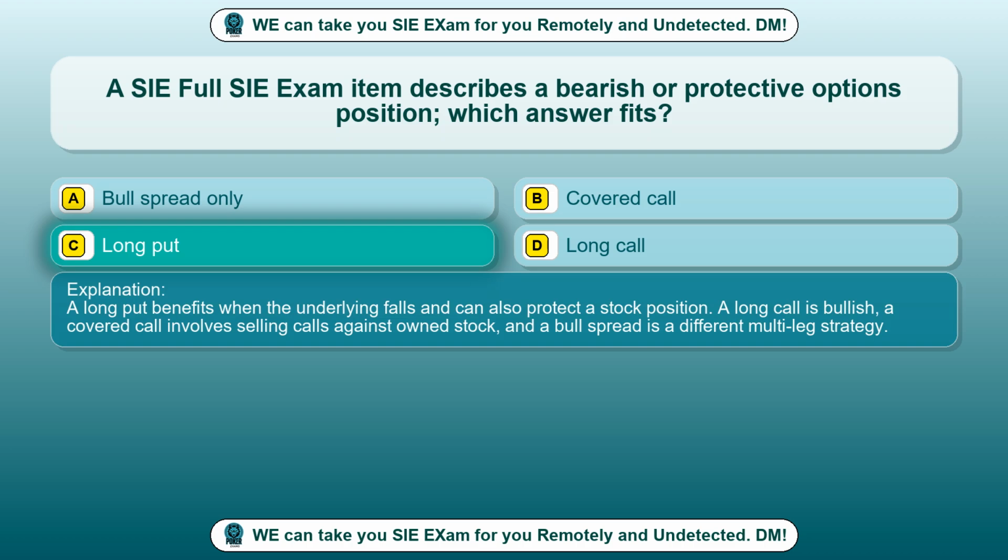A long put benefits when the underlying falls and can also protect a stock position. A long call is bullish, a covered call involves selling calls against owned stock, and a bull spread is a different multi-leg strategy.